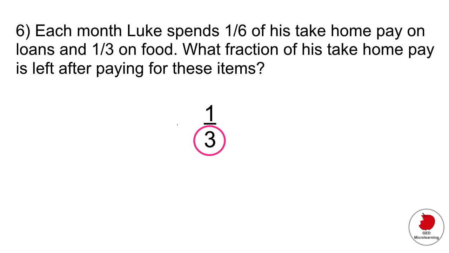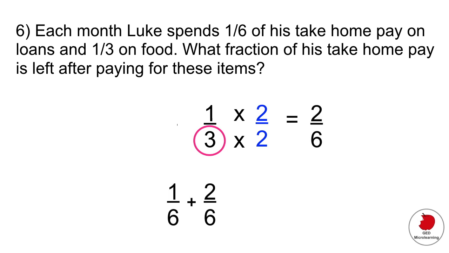So what we would do is multiply this fraction by 2 over 2. Okay, that gives us 2/6. And now we can go ahead and add our fractions. And remember that once you have these common denominators, you don't have to change any of that. All you have to do is add these 2 numbers in the top. All right, so we would end up with 3/6, which is equal to 1/2. So that is the amount of his take-home pay that he's putting into paying his loans plus food.